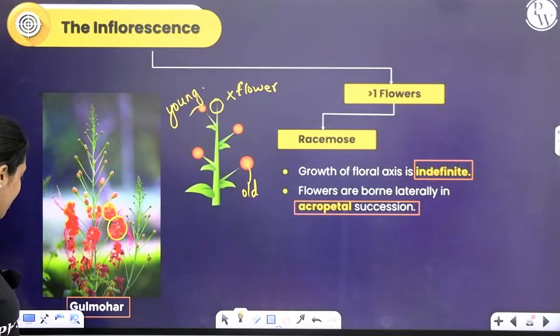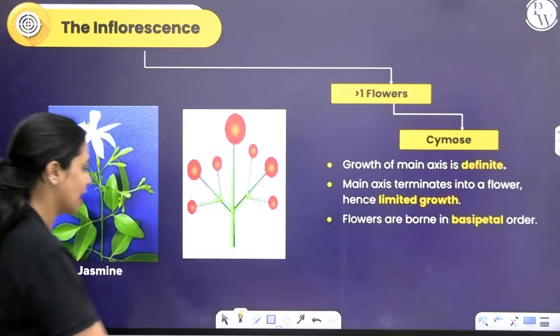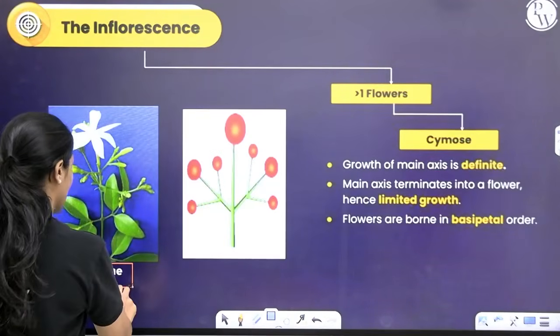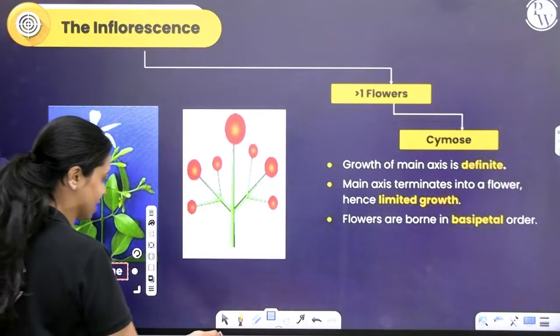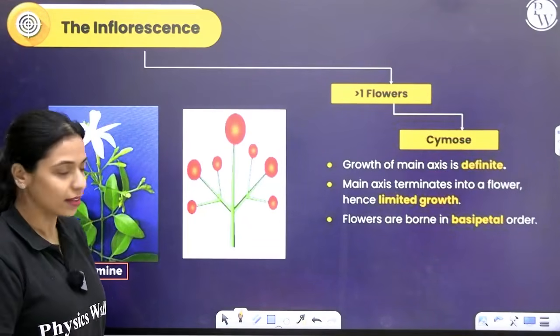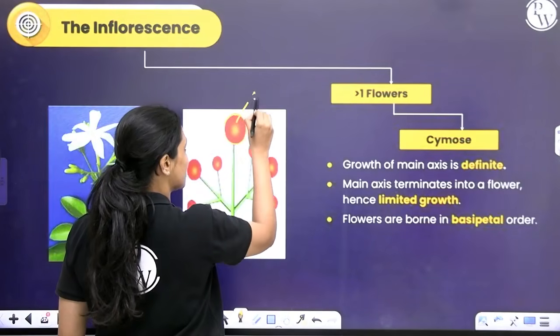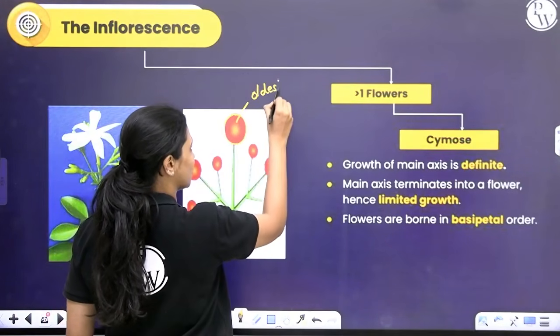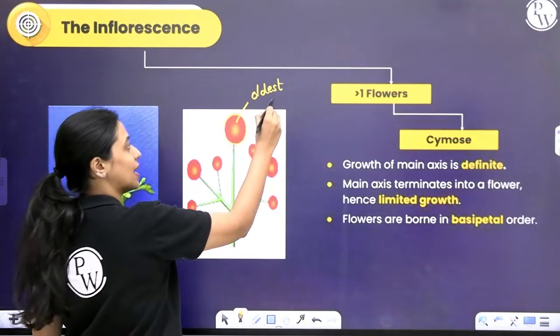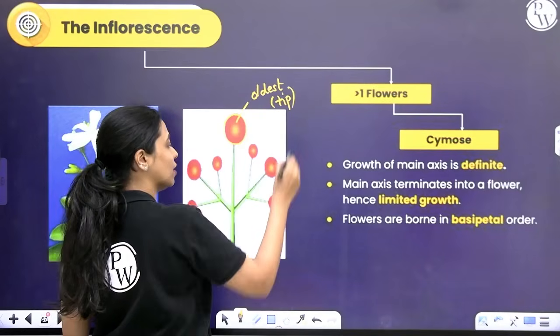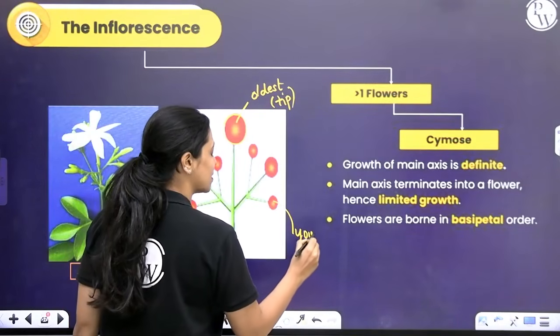Exactly opposite of this is what you see in cymose inflorescence. That can be seen in jasmine. I'm sure everybody has also seen jasmine. The difference here is that the tip of the floral axis terminates in the flower, and this is the oldest flower. So the oldest flower is at the tip and the younger flowers are towards the base.